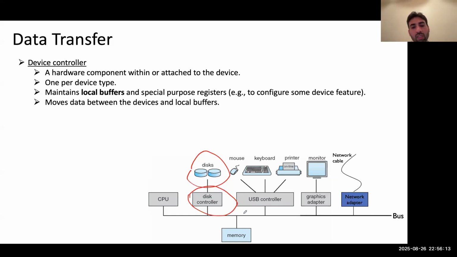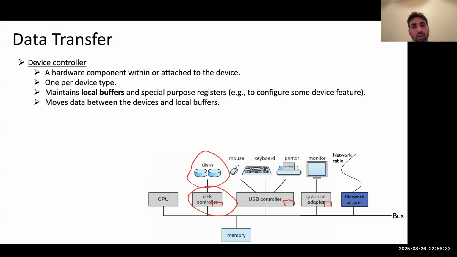So basically what we are saying is that this disk controller has a local buffer here, and this USB controller also has a local buffer internally, and so on. The same is true for, let's say, a graphics adapter and so on, right? And all of these controllers are pieces of hardware, right?